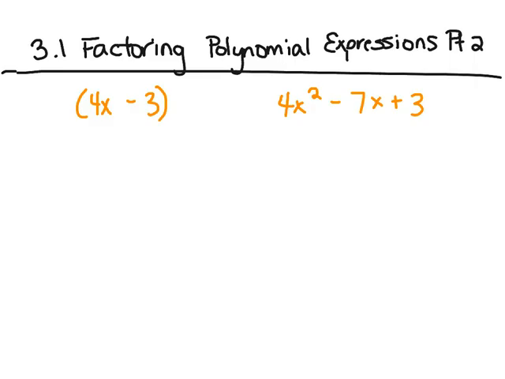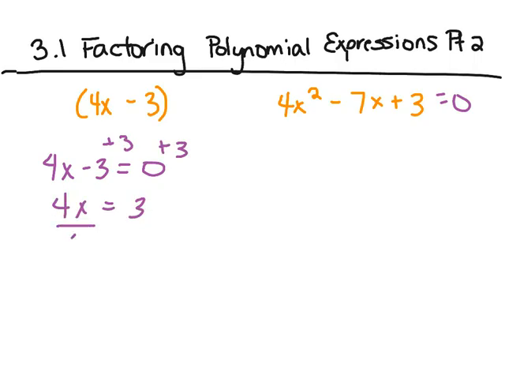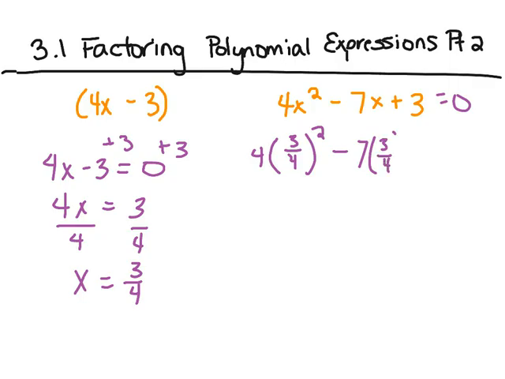Same thing here. We want to find when this is going to be equal to 0. So we're going to find 4x minus 3 equal to 0. Add 3 to both sides. So 4x equals 3. Divide by 4. So we're going to substitute in 3 over 4. So 4 times 3 over 4 squared minus 7 times 3 over 4 plus 3 equals 0.